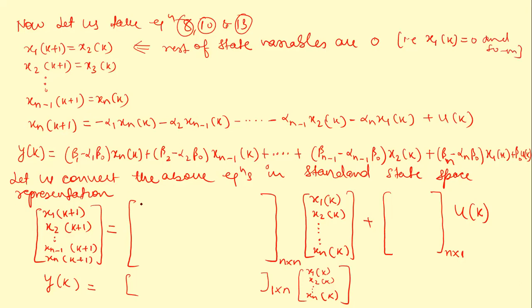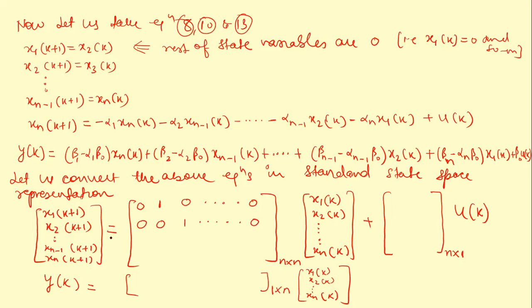So that means it will have x1k into 0 is 0, then x2k into 1 here, then all these elements are 0, right? Now x2k plus 1 is equal to x3k. So x1k coefficient will be 0, x2 coefficient will be 0, then after this we'll have x3k. So x3k will be 1 and the rest of the coefficients will be 0, right?